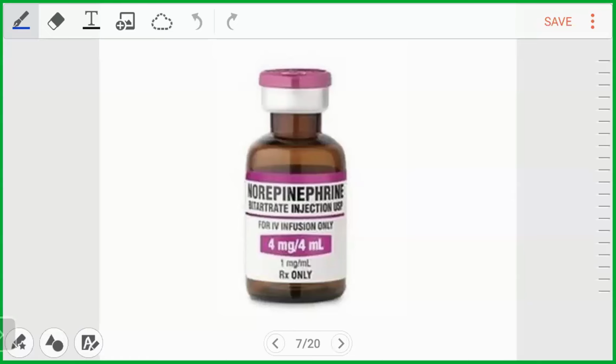Generally you may see noradrenaline in a vial or ampule in your setting. Most of them are prepared as 4 milligram in 4 ml or 4 milligram in 2 ml, might be, right? Anyhow, most of the time noradrenaline vials are prepared as 4 milligram. Using this 4 milligram, we have to start an infusion. There is a problem with noradrenaline when we start it as an infusion.